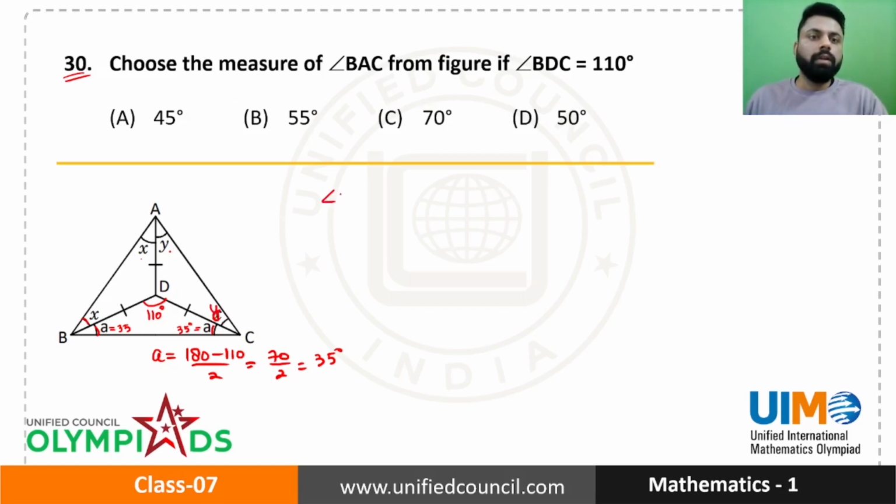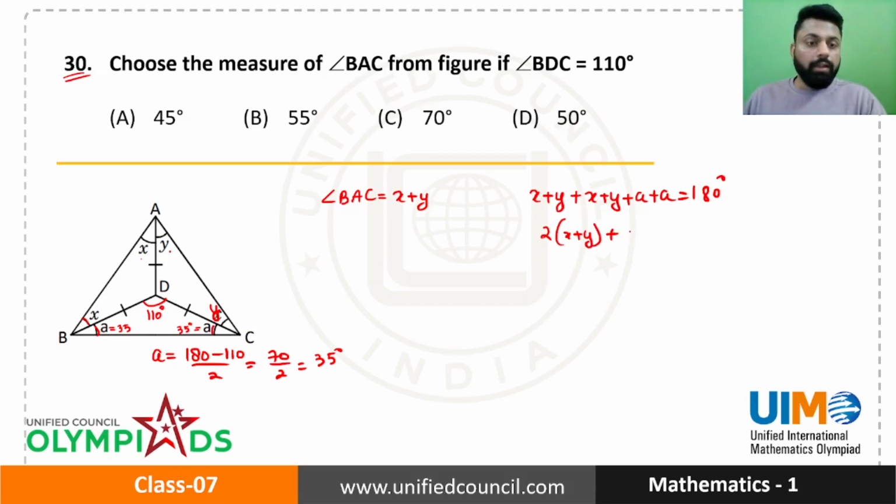Now, angle BAC is equal to x plus y. And x plus y plus x plus y plus A is equal to 180 degrees. So, twice of x plus y plus twice of A, that is 70 degrees, is equal to 180 degrees.